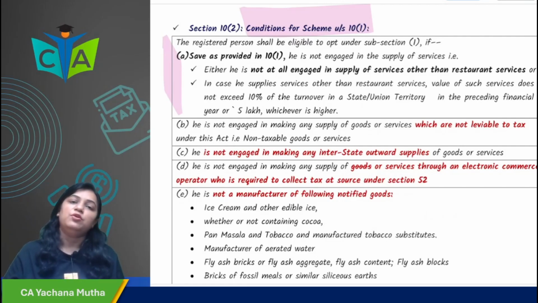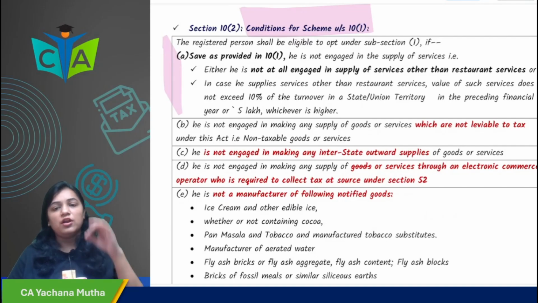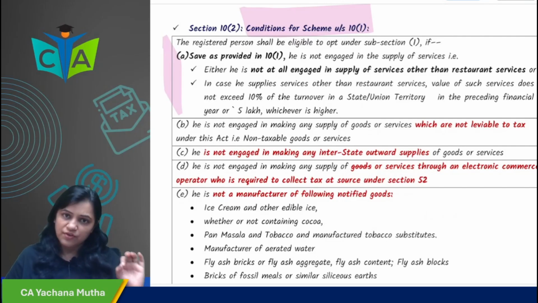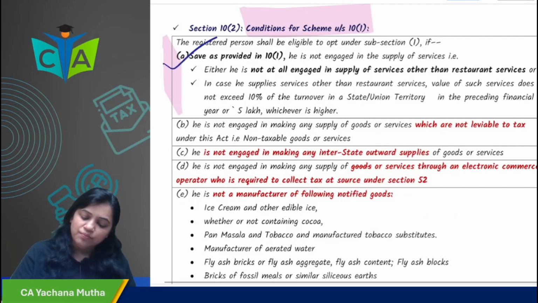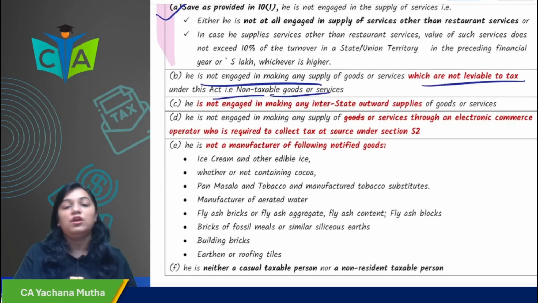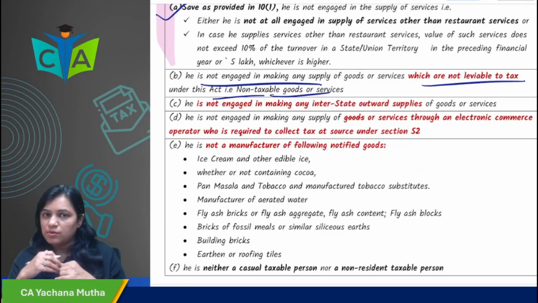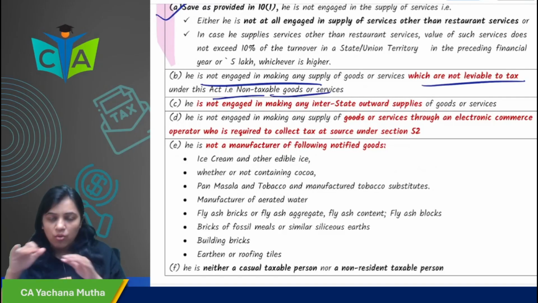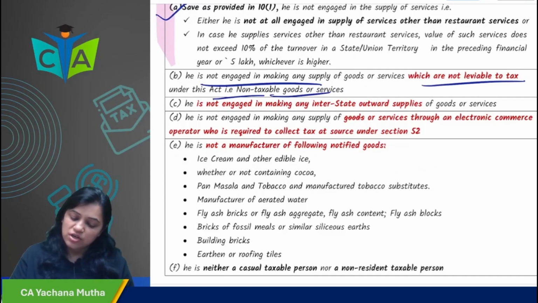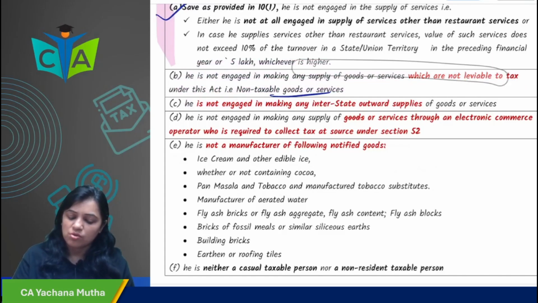If you are a manufacturer or trader or restaurant service provider, if you are engaged in service, then also it is okay, but it should be within the limit prescribed, that is 10% of turnover in the state or union territory, or 5 lakh rupees, whichever is higher. Then you are not engaged in making supply of goods or services which are not leviable to tax. That is, you are not dealing in non-taxable goods or services. Okay. So, for example, I am dealing in taxable as well as non-taxable goods. Is composition scheme allowed to me? No. Composition scheme is not allowed to those who are engaged in non-taxable goods or services.